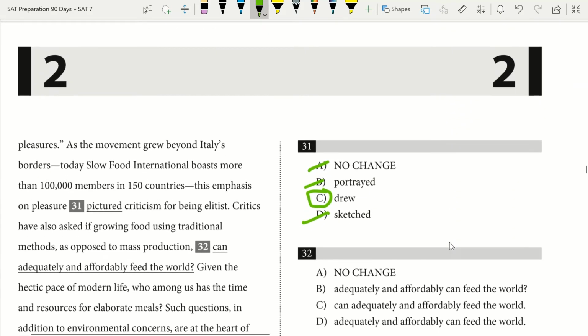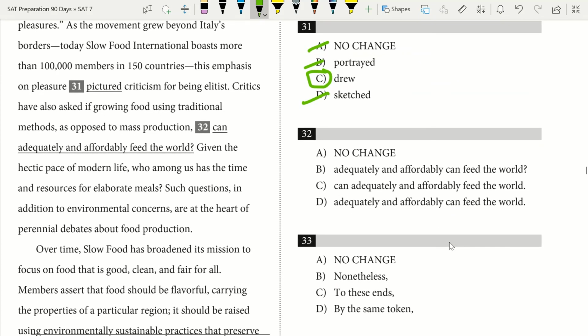We answered 31. Now we're on 32. Critics have also asked if growing food using traditional methods as opposed to mass production can adequately and affordably feed the world. Okay, now we wouldn't say adequately and affordably can feed the world. Okay, that would be, we would have to have can in front of that. Same thing with D. Okay, also it is a question, so we have to have a question mark.